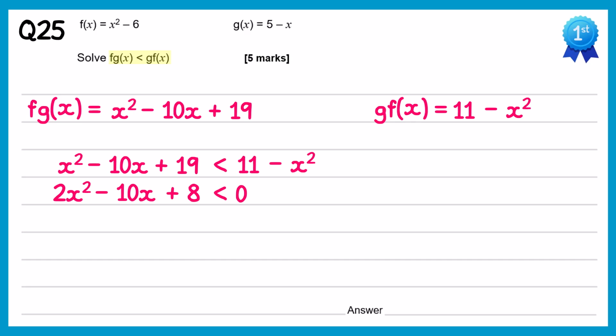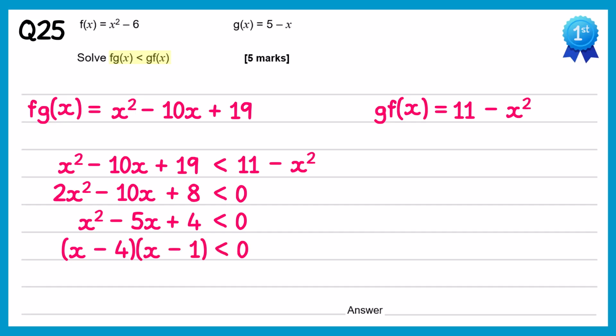Now all terms of this quadratic are even, so we can divide both sides by 2. On the left-hand side, if you divide by 2, 2x squared divided by 2 is 1x squared, negative 10x divided by 2 is negative 5x, and 8 divided by 2 is 4. On the right-hand side, you can still divide by 2, 0 divided by 2 is 0. So we end up with this quadratic here. This one will factorize, it's x minus 4, x minus 1 is less than 0.